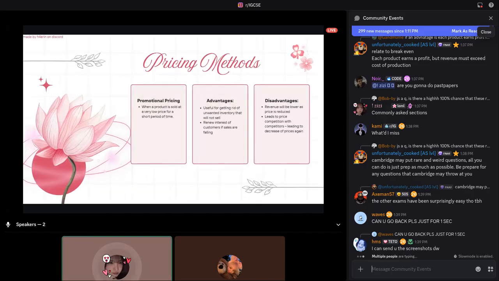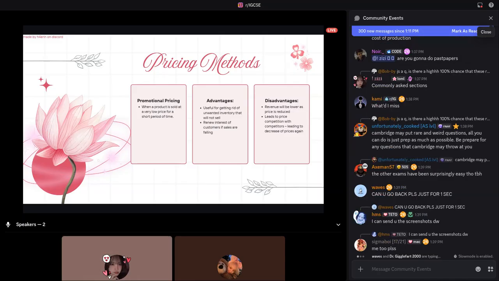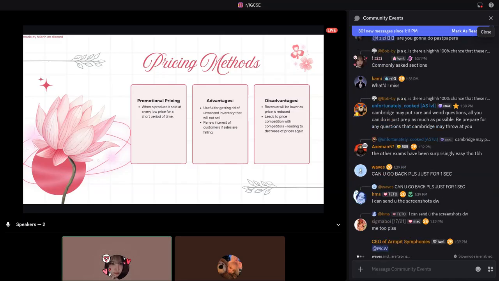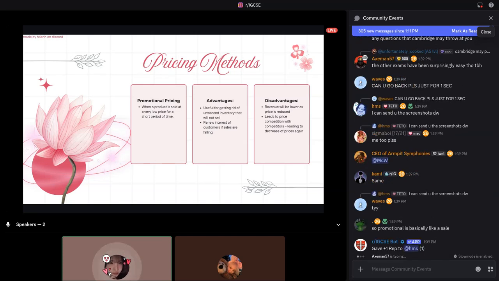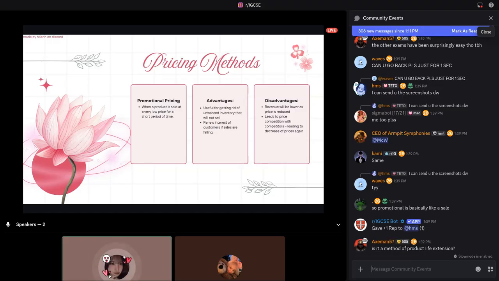And furthermore, promotional pricing is when you sell the product at a very low price for a short period of time. This is used when getting rid of unwanted inventory that will not sell. So it is very useful for that case. And it can renew interest of customers if the sales of a certain product are falling. However, promotion is basically like a sale, so revenue will be lower as price is reduced, which could once again lower profit margins, and it leads to price competition with competitors, leading to a decrease of prices once again.